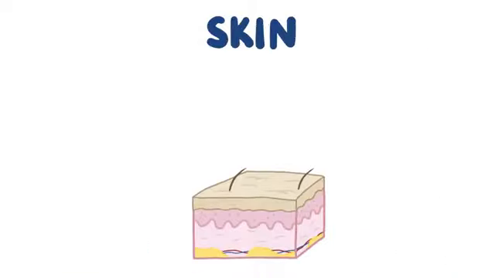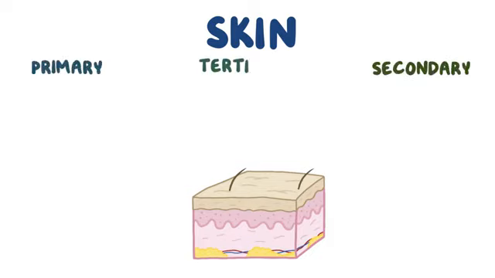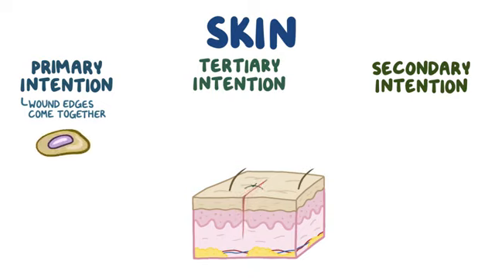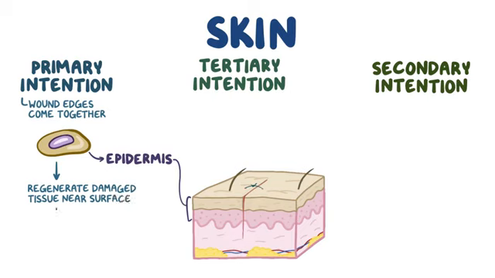Now, when it comes to the skin, which is often the most visible tissue that's damaged, wound healing occurs by primary, secondary, and tertiary intention. Healing by primary intention is when the wound edges come together, like what happens when two wound margins are stitched or sutured together. When this happens, stem cells in the epidermis or uppermost layer of skin are brought close together and can regenerate the damaged tissue near the surface of skin, leaving a minimal scar.